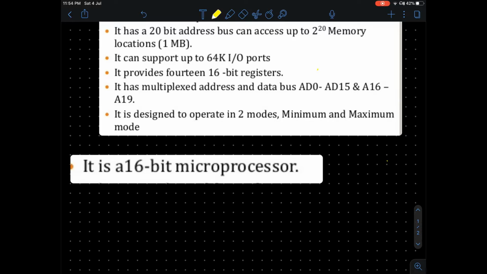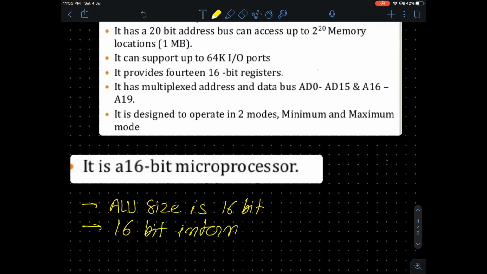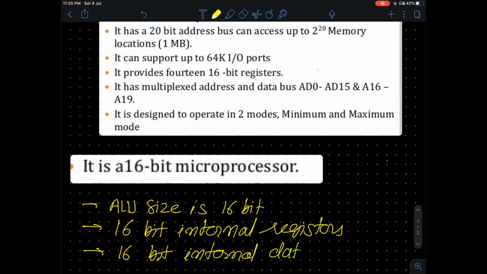Now, when we say it is a 16-bit microprocessor, it means its ALU size is 16-bit, the register size is 16-bit internal registers, and it has a 16-bit internal data bus. This is the simple meaning of 16-bit microprocessor.